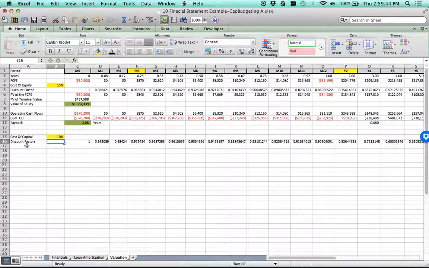And so now we want to do the present value of the operating cash flows. So that's another big difference here when we're doing NPV. We're using the operating cash flows, not the free cash flows to equity. So that is just simply the operating cash flow times the discount factor. Carry that all the way out.